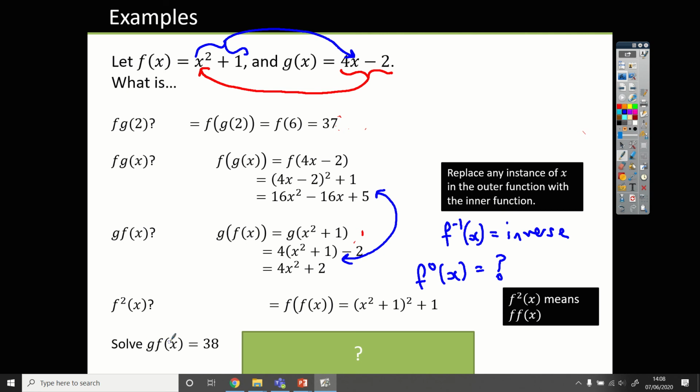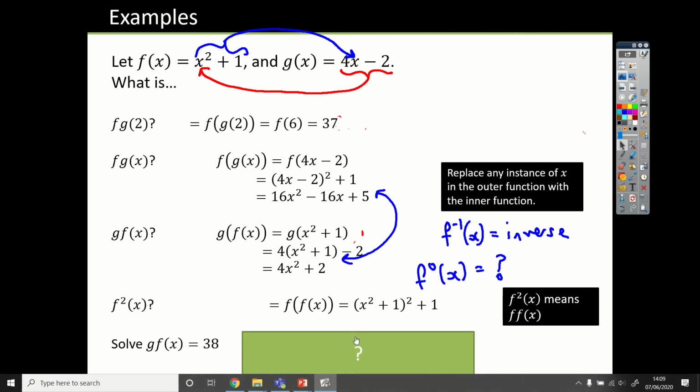All right, solve gf of x is 38. We've already worked out gf of x. It's 4x squared plus 2. Hopefully these should be nice and simple things that you can then put into an equation, and then you solve it equaling 38 and you work out x. Nice and easy. So take away 2, divide by 4, square root, and you get plus minus 3. So that's using the functions.